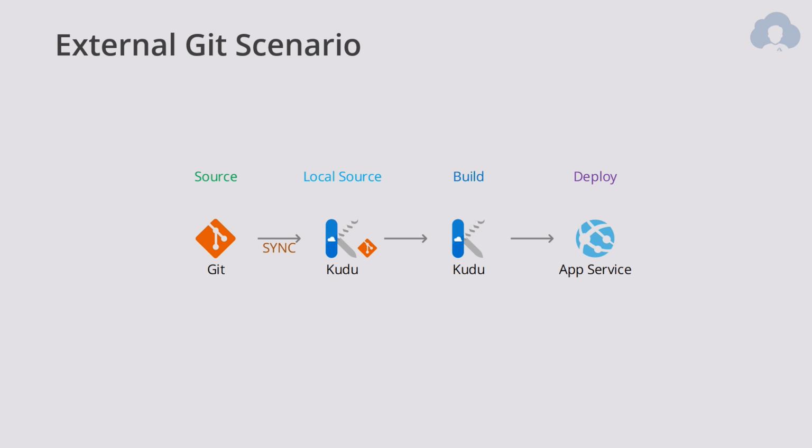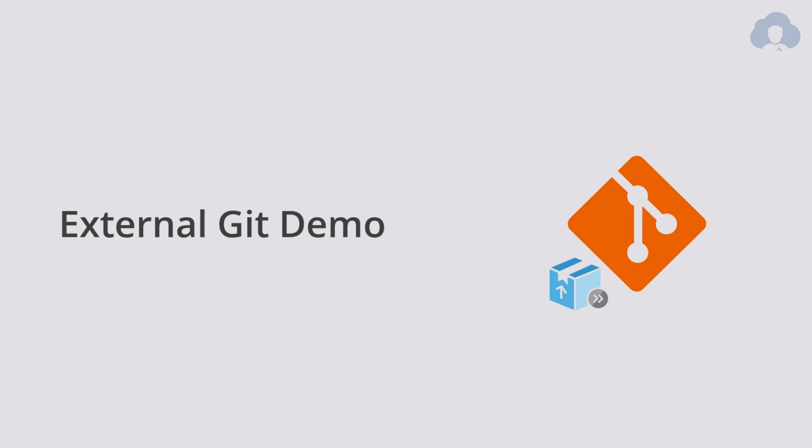So the first scenario that we're gonna be talking about today is the external Git. It's the first scenario that I will be showing as a demo. So what we're gonna do is we're gonna go to the portal to present this scenario. So let's go to the portal to present the first demo.